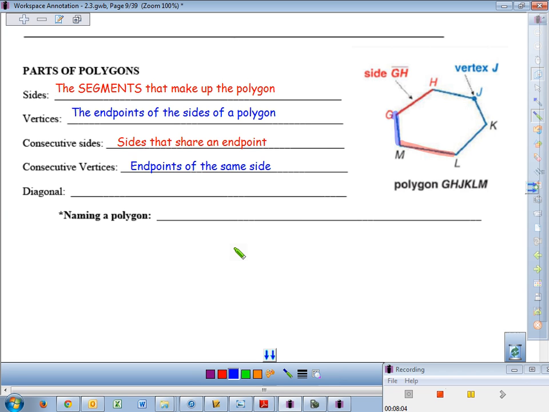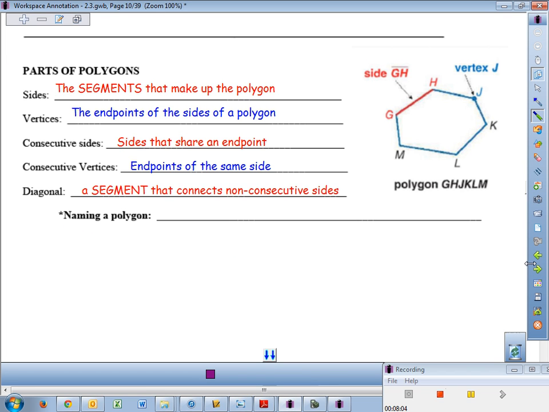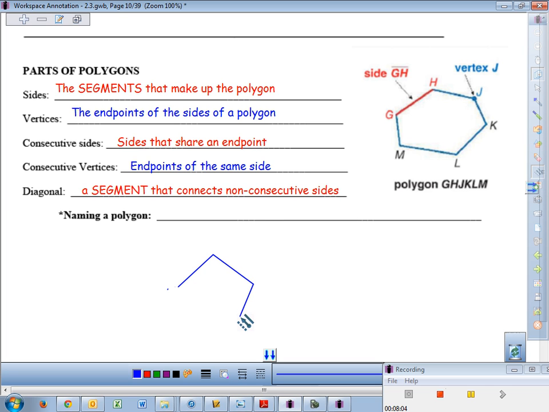Diagonal. Heard that word before? Diagonal. What's it mean to you? You go this way, right? Like you're thinking oblique is what you're thinking, probably. A diagonal and oblique are not even the same thing. A diagonal is a segment that connects non-consecutive vertices.